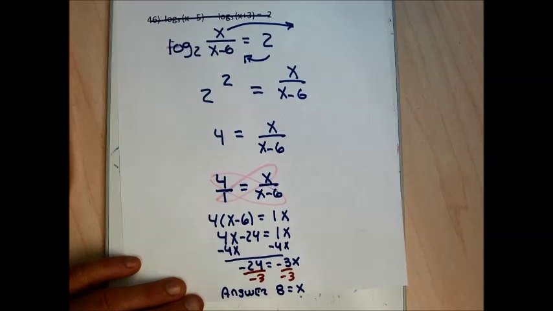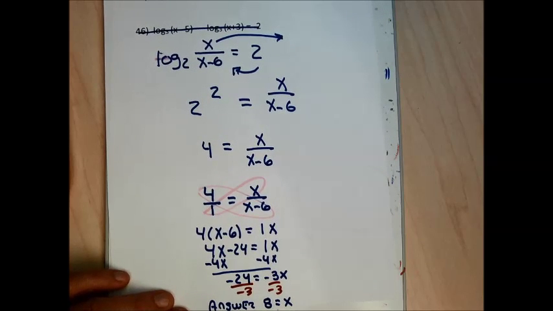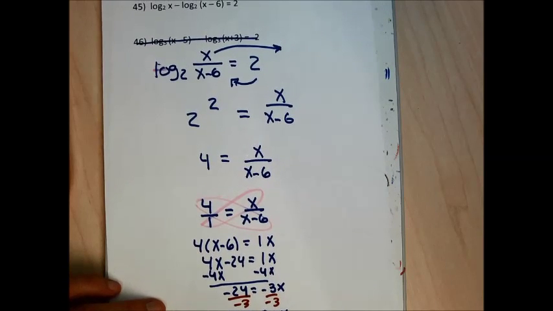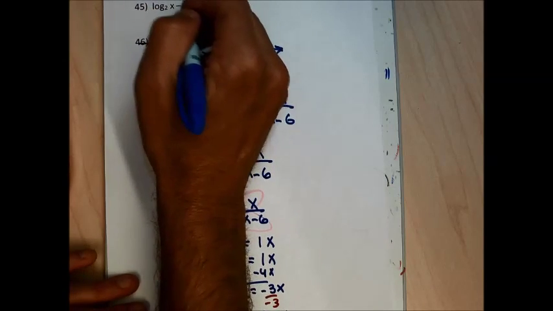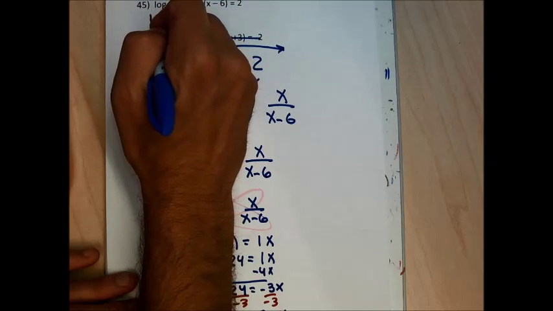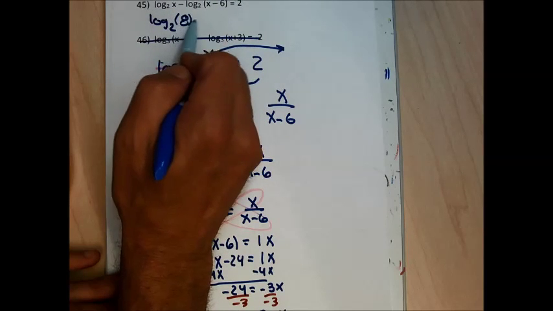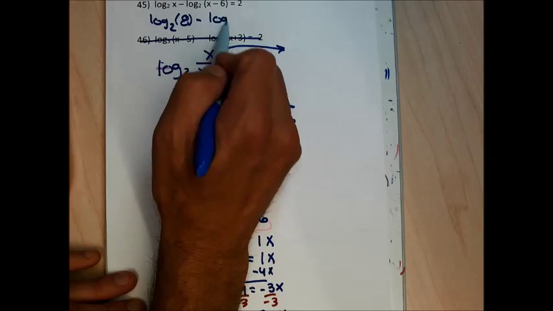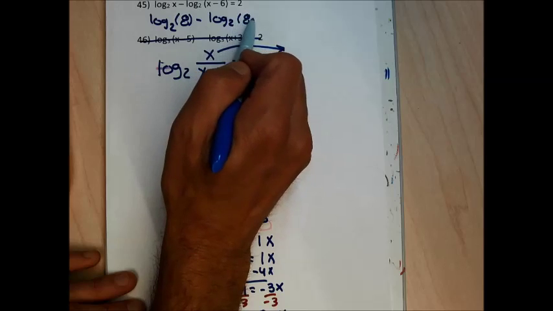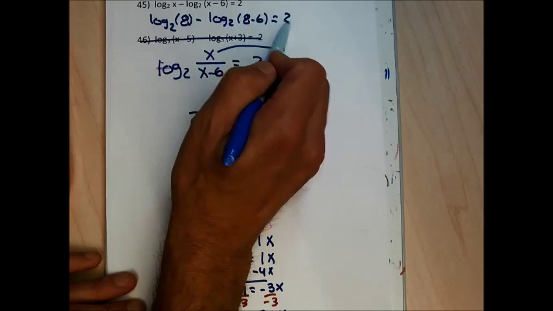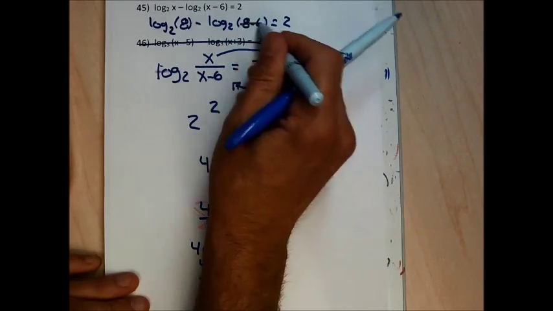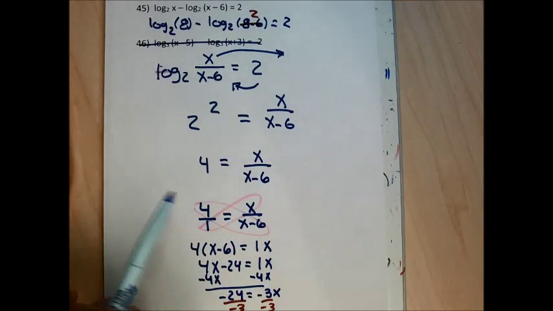So I need to leave this off the screen now, so you start to lose that. So for checking, I'm going to plug 8 in for these x's and see if the log base 2 of 8 minus the log base 2 of 8 minus 6 equals 2. And this 8 minus 6 I'm going to do as a 2 just because it makes it easier for me.